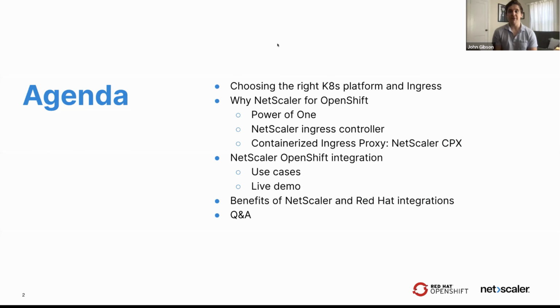So let's talk a little bit around the agenda. What are we going to be talking about today? We've got a few topics that we're going to be going through and also a live demonstration. We're going to be talking about choosing the right Kubernetes platform and Ingress, why NetScaler for OpenShift, the power of one, NetScaler Ingress controller, containerized Ingress proxy with NetScaler CPX. And then we're going to dive into the NetScaler OpenShift integration, some use cases for you, as well as sharing the live demonstration on those use cases. Last but not least, we'll talk a little bit around benefits of NetScaler and Red Hat integrations with some key takeaways, and we'll dive right into the Q&A portion of this.